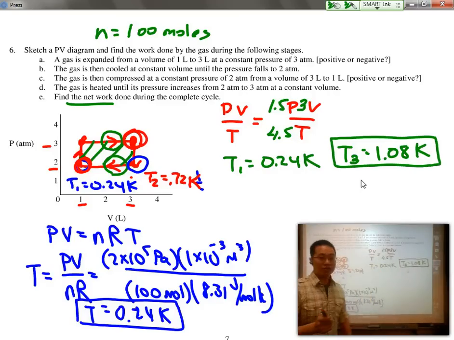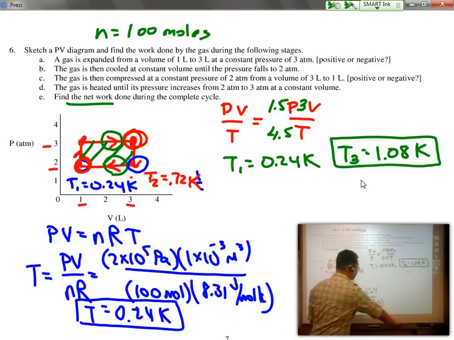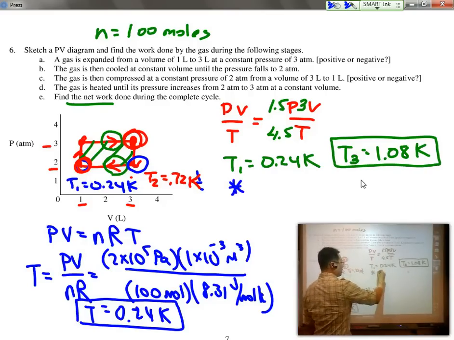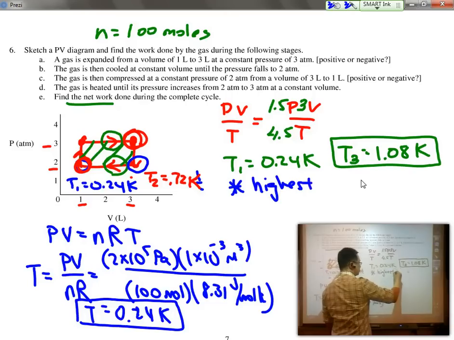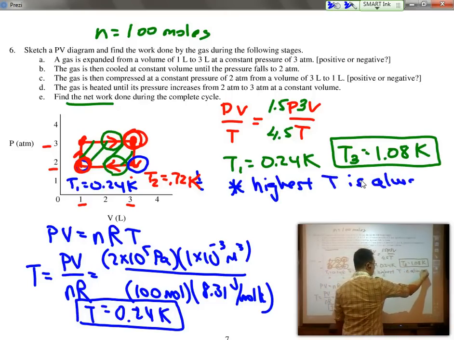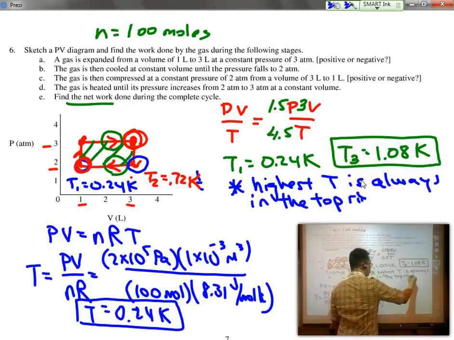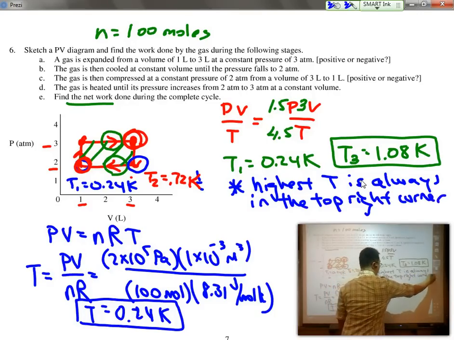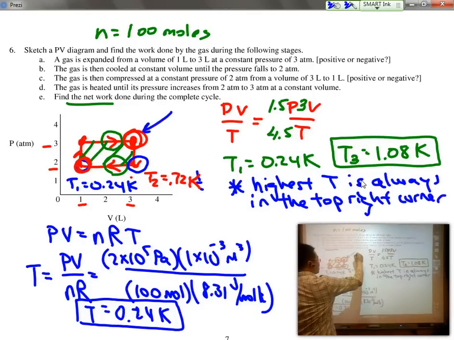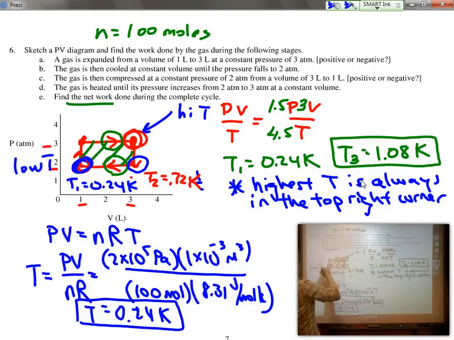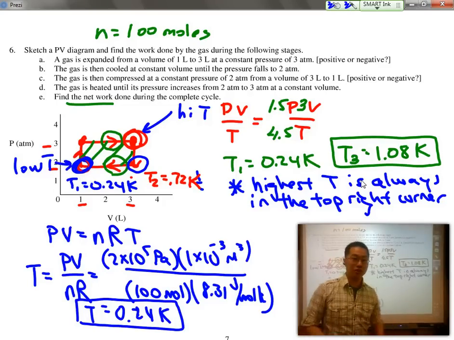Notice, and this is something you should absolutely keep track of: the highest temperature is always in the top right corner. That's always the highest temperature. The bottom left point, as you can see, will always be the lowest temperature. So top right is always the highest temperature, bottom left is always the lowest temperature.